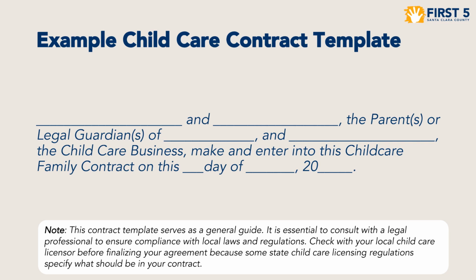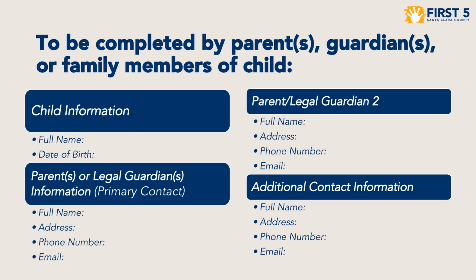Over the next few slides we will review an example of a child care contract template. Family member's name and family member's name, the parents or legal guardians of child's name, and the name of your business, the child care business, make and enter into this child care family contract on this date, the date of signing the contract. The family will complete the next section, to be completed by parents, guardians, or family members of child: the child's full name and date of birth, both parents' or legal guardians' information, as well as any additional contact information, including full name, address, phone number, and email.